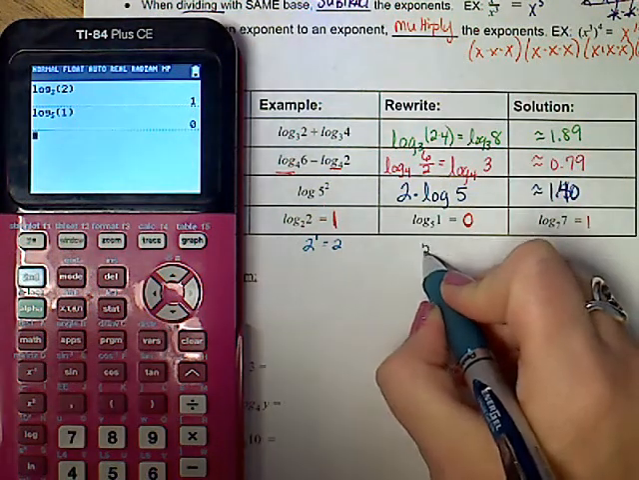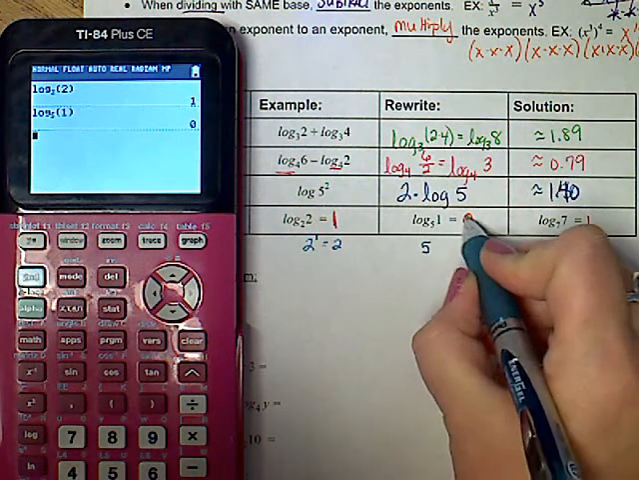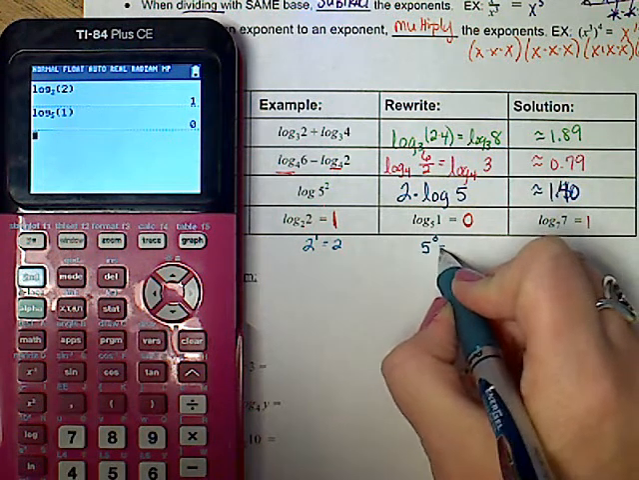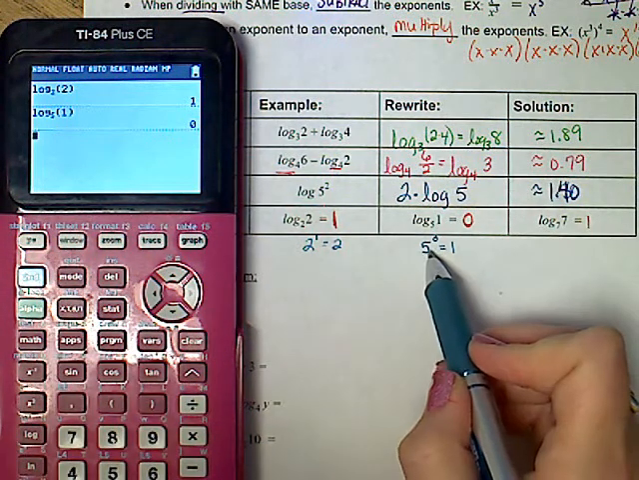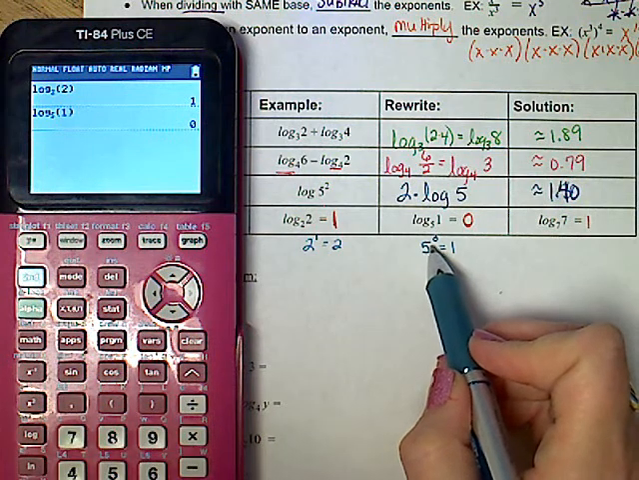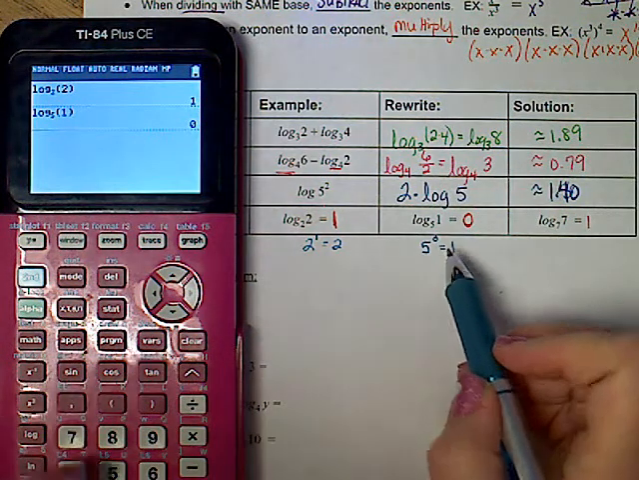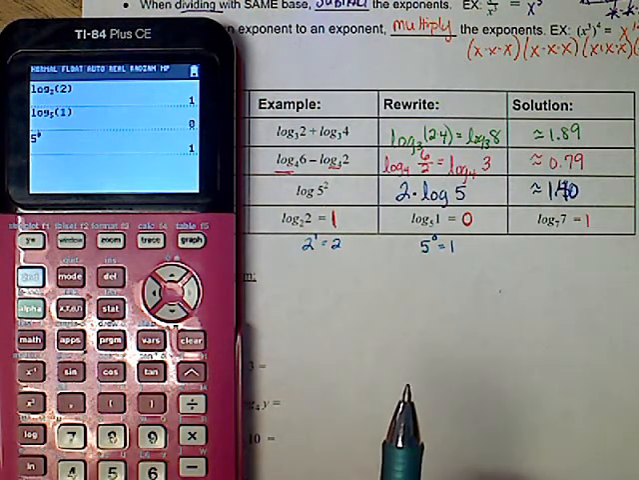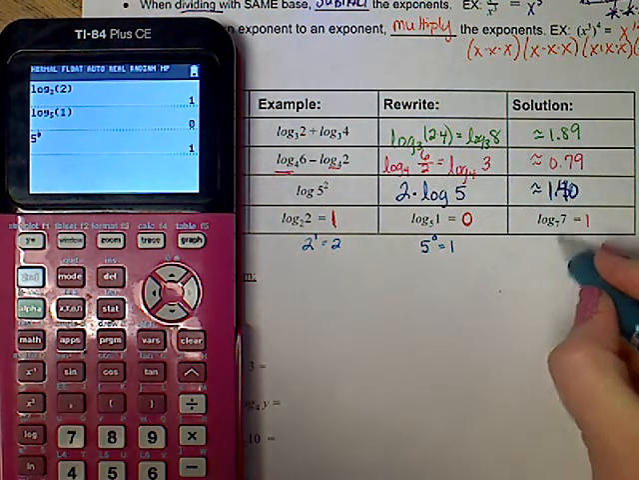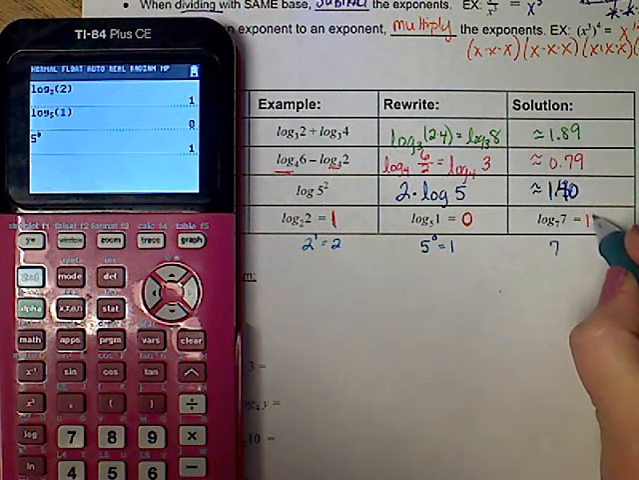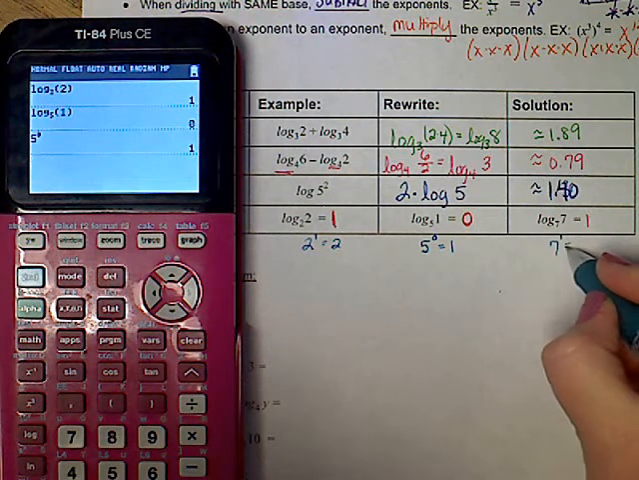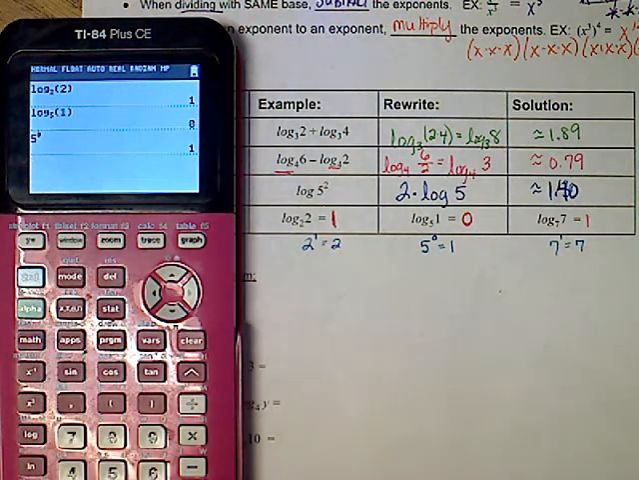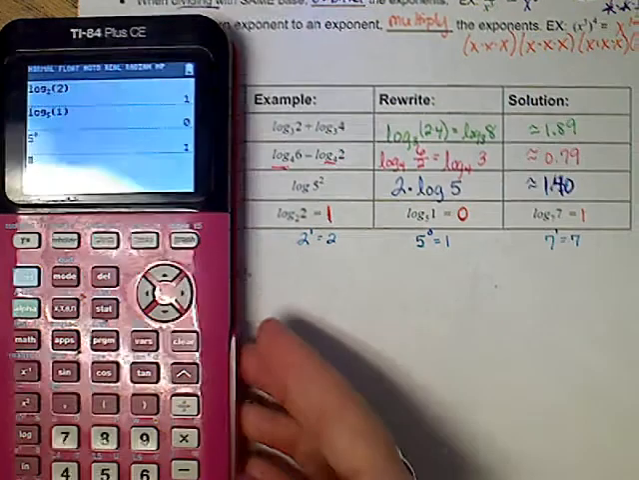Over here, my base stays the base. Exponent was isolated. And we learned in our last lesson, in our exponential lesson, anything to the 0 power is 1. I can prove it to you. 5 to the 0, you do get 1. Okay. Same is true here. Base stays the base. That is my exponent that is isolated. 7 to the 1 power is 7. Okay? So these are important log rules. Very important.